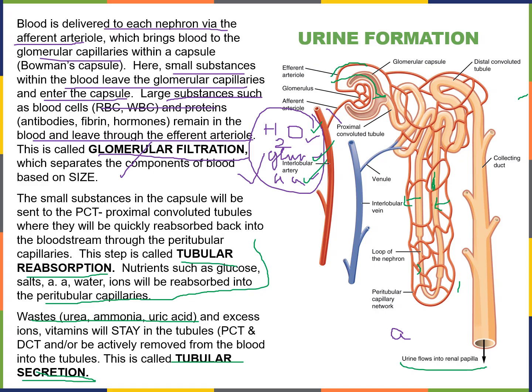And this can also happen in either the proximal convoluted tubule or the distal convoluted tubule. So substances like penicillin, for example, excess hydrogen ions, some of these will be actively removed from blood and put into the tubule system so that they will be gotten rid of in urine out of the body. That's what tubular secretion is.